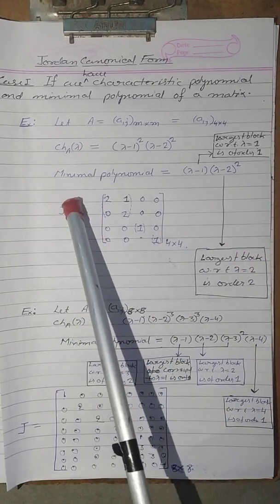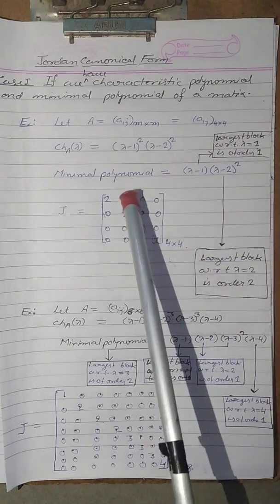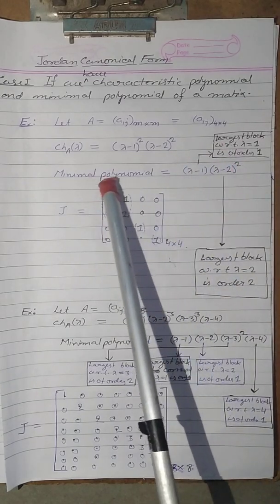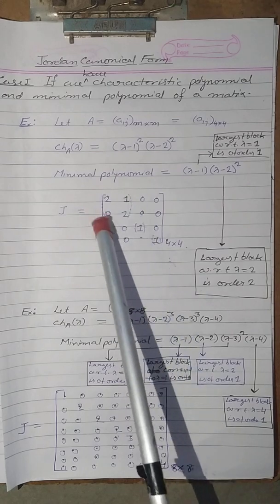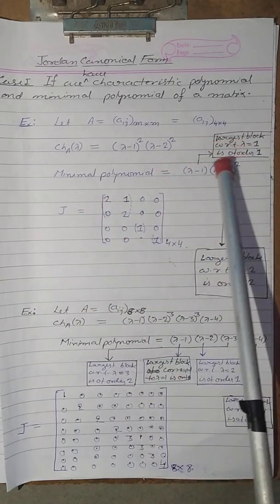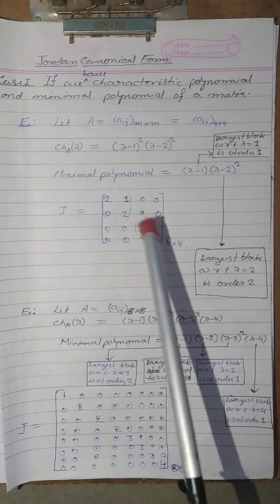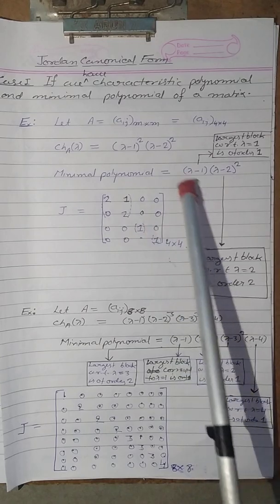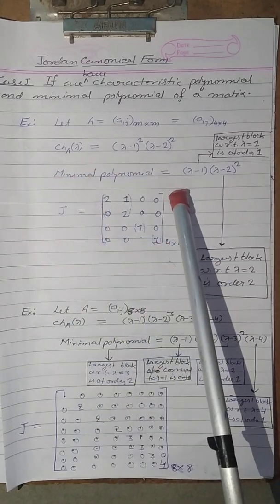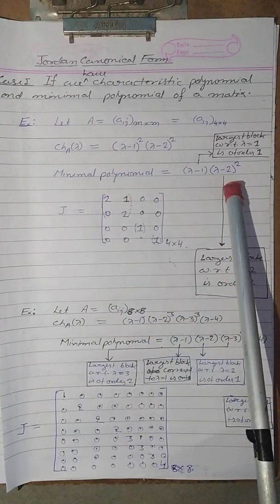So the Jordan canonical form is, we know that the largest block for 2 is of order 2, then this is the largest block of order 2. Similarly, the largest block with respect to lambda equal to 1 is of order 1, then the block of order 1 is this. This is the Jordan canonical form for this matrix whose characteristic polynomial is this and minimal polynomial is this.